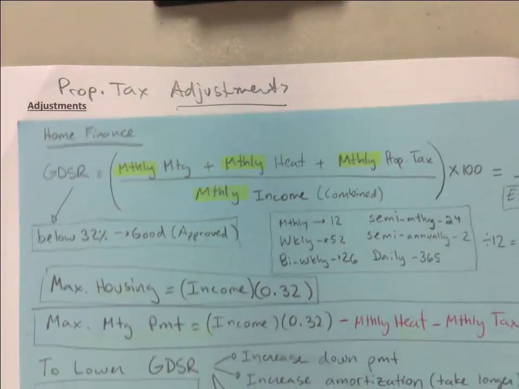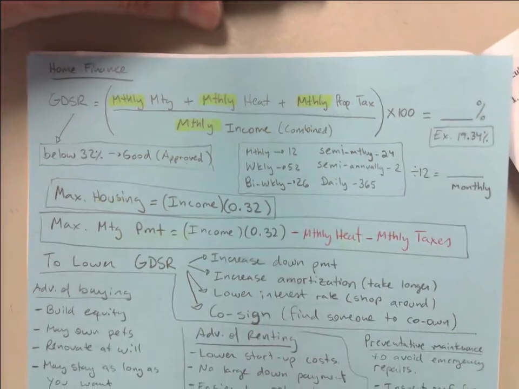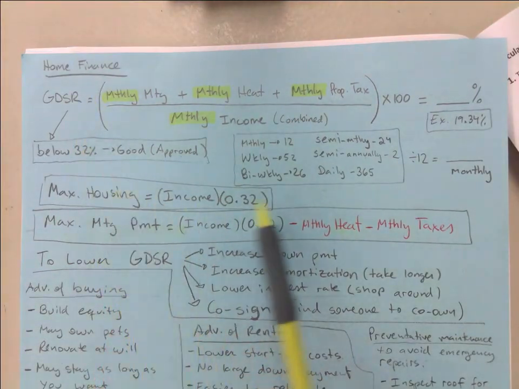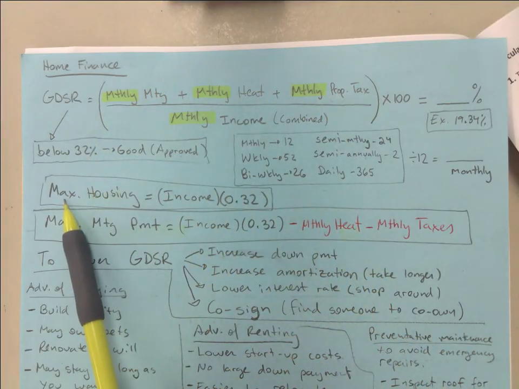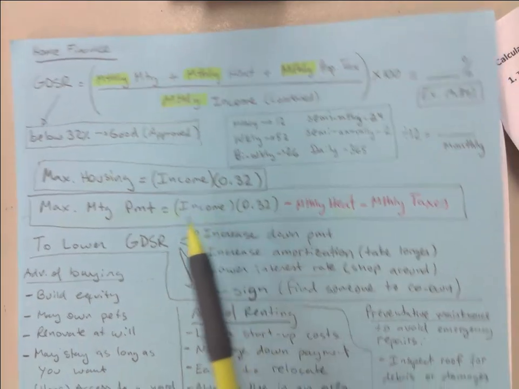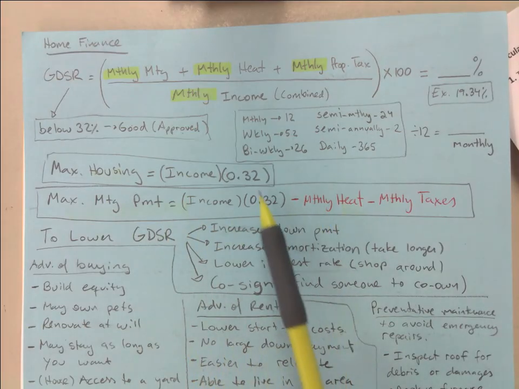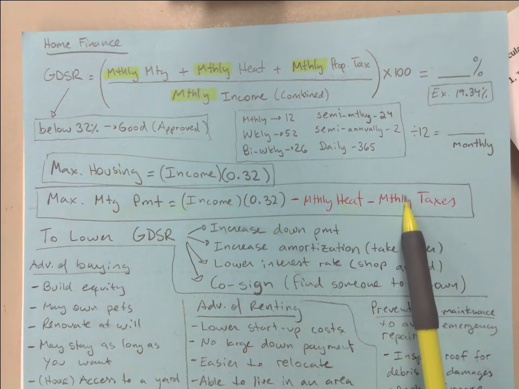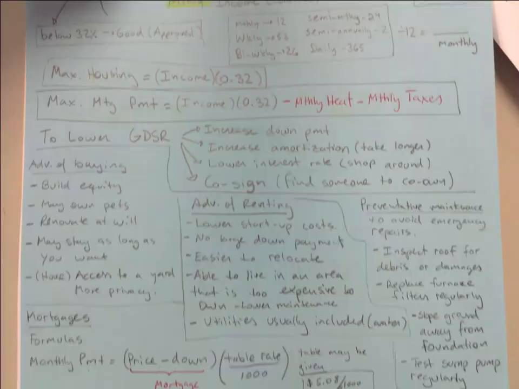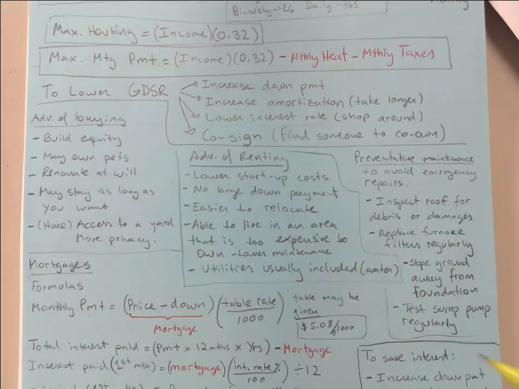I have right now, let's do a little bit of a test review already. Is my study sheet ready for the test? Like if it were to happen today. I've got GDSR. And under GDSR, I have the maximum housing. I've got the maximum mortgage payment. You take your housing, you subtract monthly heat, monthly property taxes. Maybe that's what we'll do today. We'll review GDSR. Okay. There'll be an AC on that.